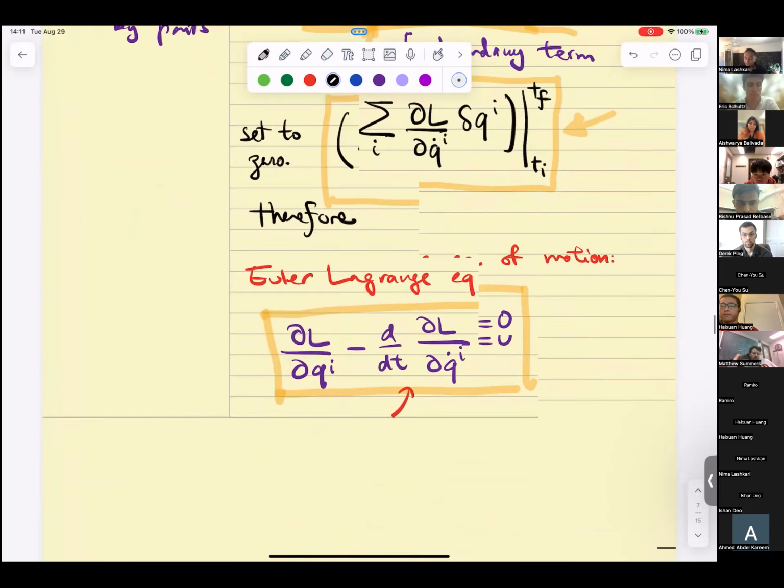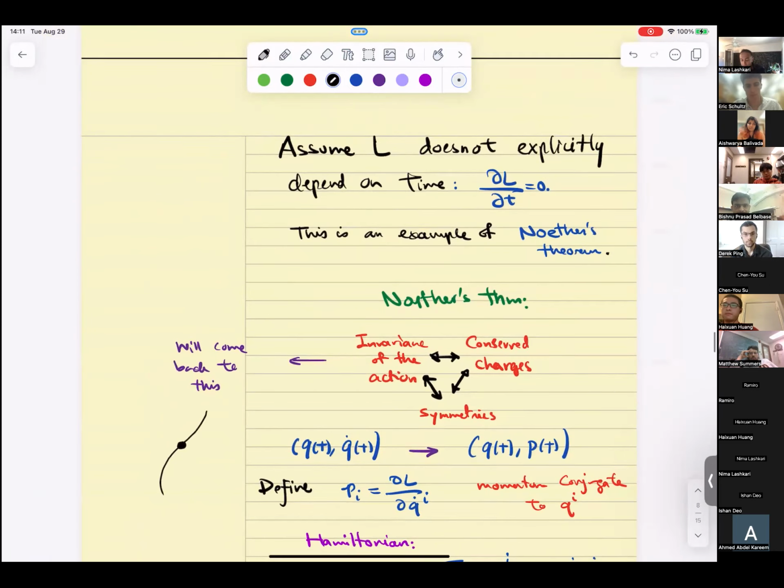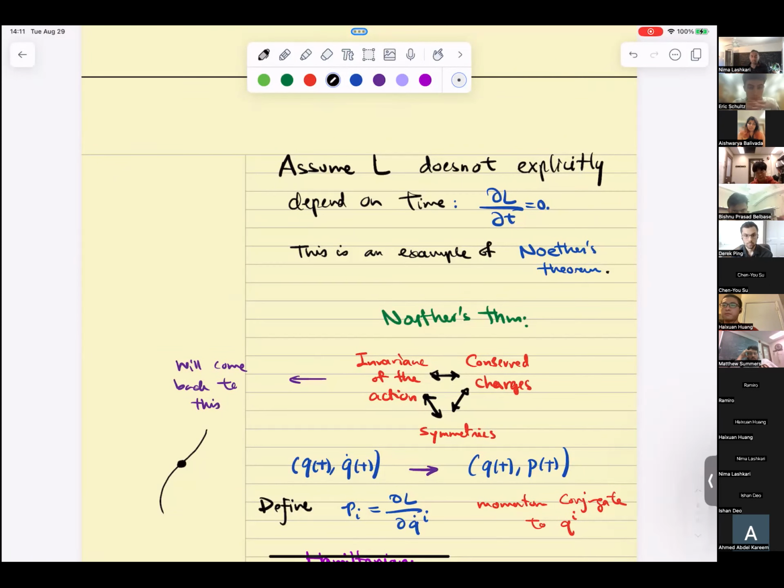Okay, so here are the Euler-Lagrange equations. I want you to stare at this. All I've done is deal with the equation of motion of a free particle, a single particle. This is single particle classical mechanics. Now, I just assumed already that L does not explicitly depend on T, right? Which means that the partial derivative of L with respect to T is 0.